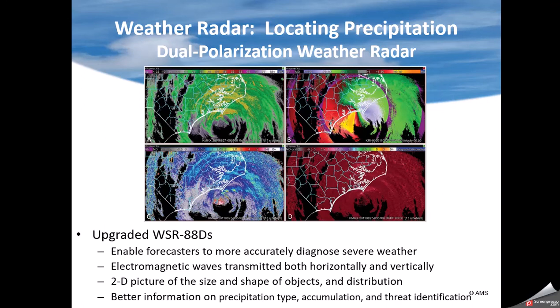Here's a hurricane coming in. Using dual pole, you can actually see the amount of distribution of precipitation better. You get better estimates because you're determining the size of the rainfall.